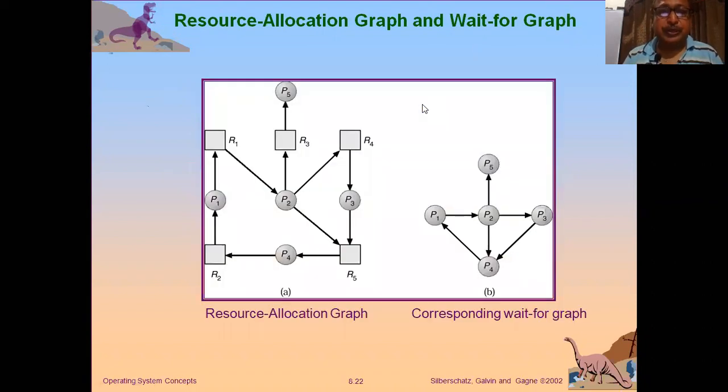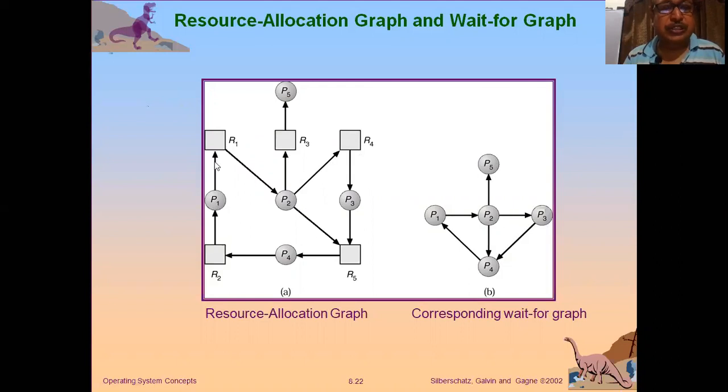So let me tell you how we can generate a wait-for graph from a resource allocation graph. As I told you in the earlier lecture, these circles are processes and these rectangles are resources. So we have in the system 5 processes, P1, P2, P3, P4 and P5, and we have 5 types of resources, R1, R2, R3, R4 and R5. We have a single instance of each resource type, and this is a request stage.